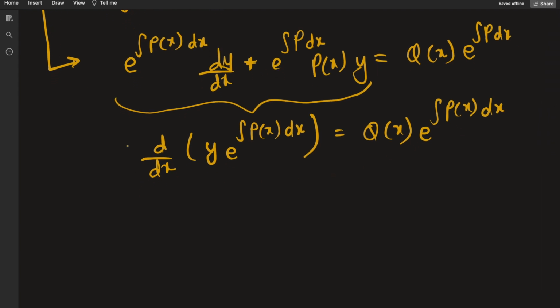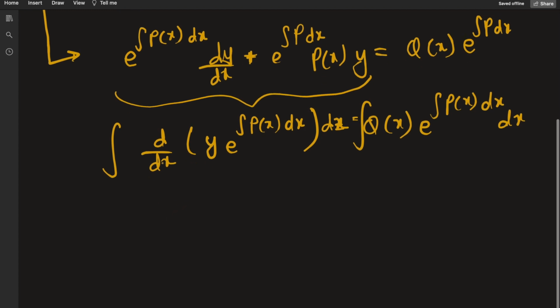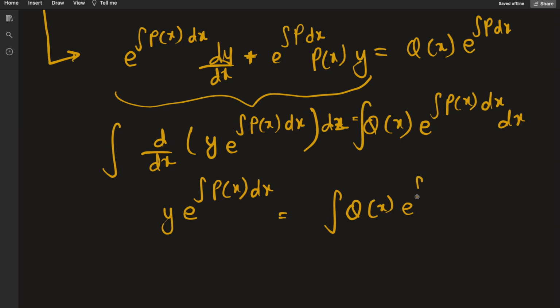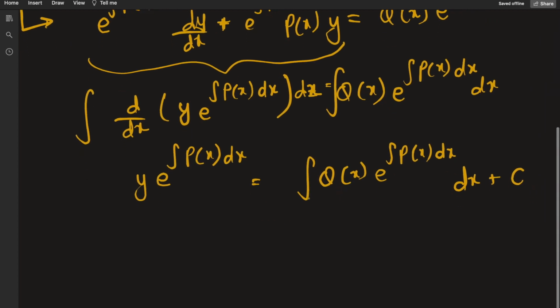Now what we can do is integrate both sides with respect to x, and by the fundamental theorem of calculus, the antiderivative of a derivative is just the function itself. So we get y times e raised to integral of p of x dx. That's equal to, well, this is just going to remain the same, q of x e raised to integral of p of x dx, plus some constant of integration c, because it was an indefinite integral. And so if you divide everything by this factor that we originally multiplied, you get y as the solution.